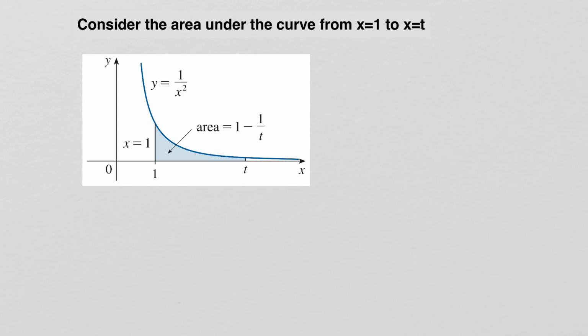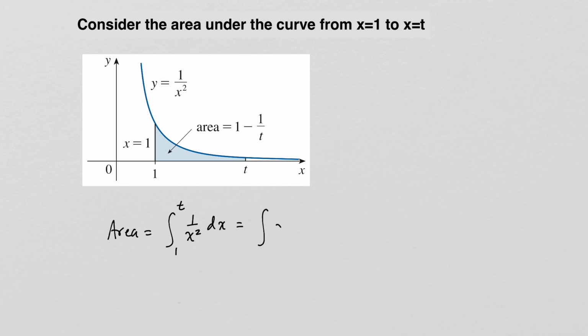Let's consider the area under the curve of the function y equals 1 over x squared from x equals 1 to x equals some unknown value t. We know to get the area under the curve, we have to take the definite integral from the lower limit of 1 to the upper limit of t of our function 1 over x squared dx. Now, we can evaluate this integral.